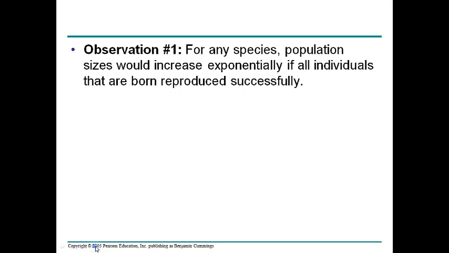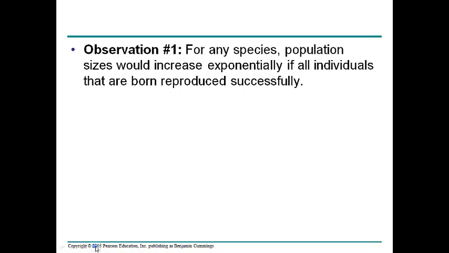So observation number one, what do we see in the world around us? For any species, a population size would increase exponentially if all individuals that are born reproduce successfully. Okay, so what does that mean in plain English? That means if all of the babies that were born to a particular species actually survived, we would have growth that would be off the charts.